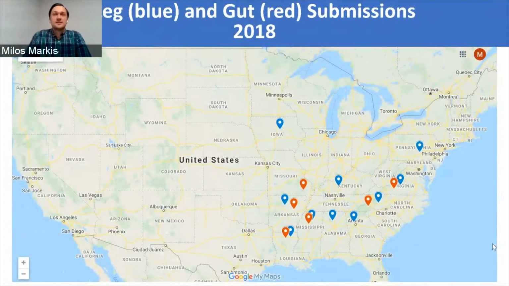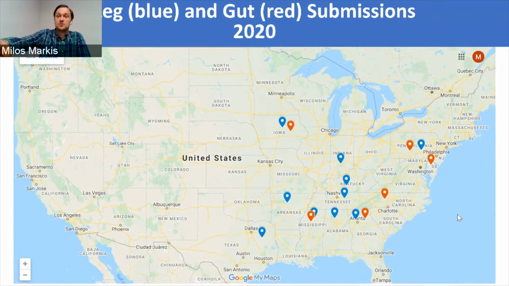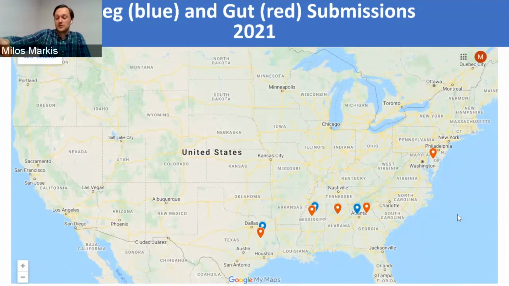We received leg and intestinal submissions from all major broiler producing states in the United States. Again, leg submissions are in blue and intestinal submissions are in red. And we see that there is no geographical difference between the two sample types, as expected. So in 2019, it was similar, 2020, and then so far in 2021.